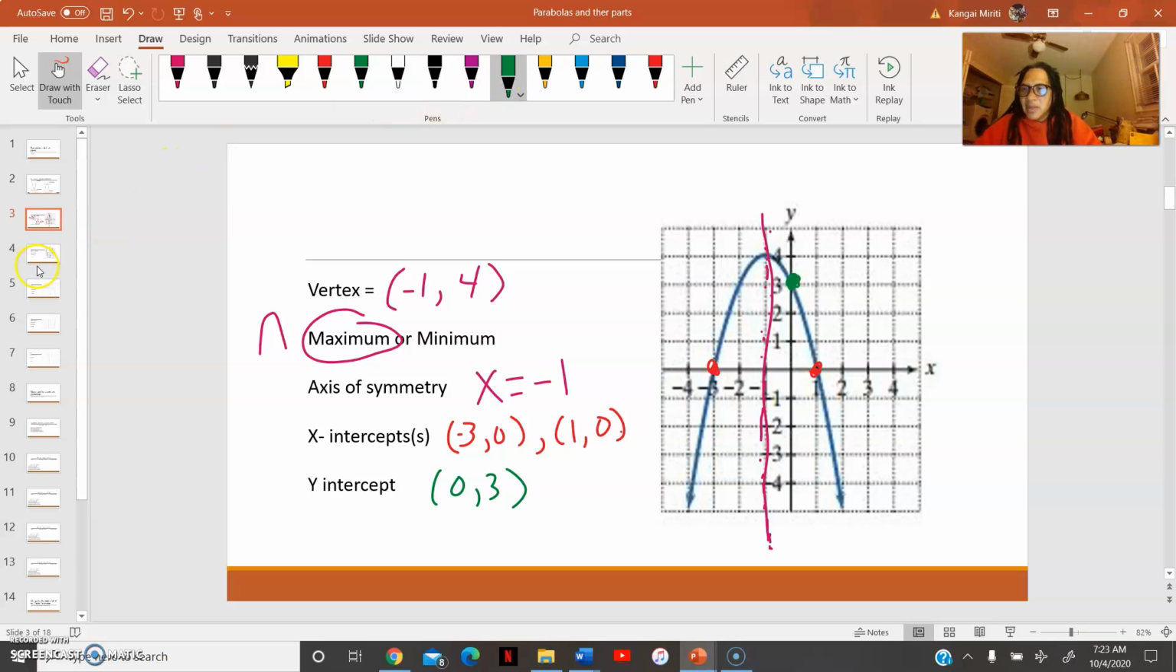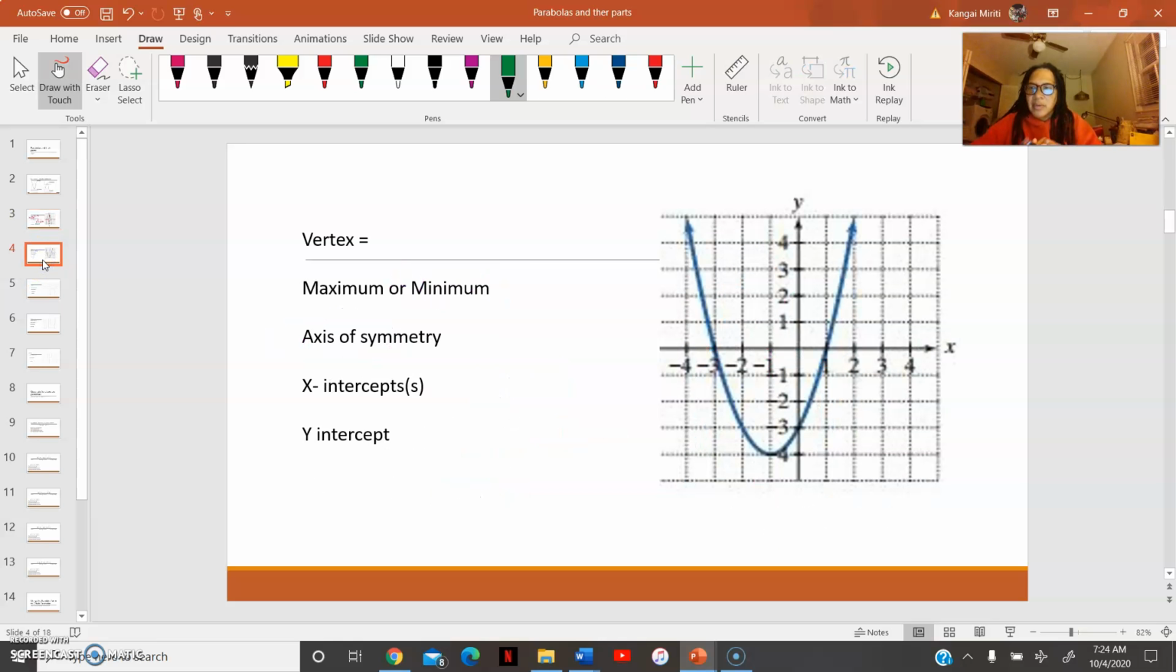Let's do the same thing just one more time here. So here we have another parabola. This time it is turned upwards. The vertex is the point (-1, -4) right here. (-1, -4). This time our vertex is a minimum.